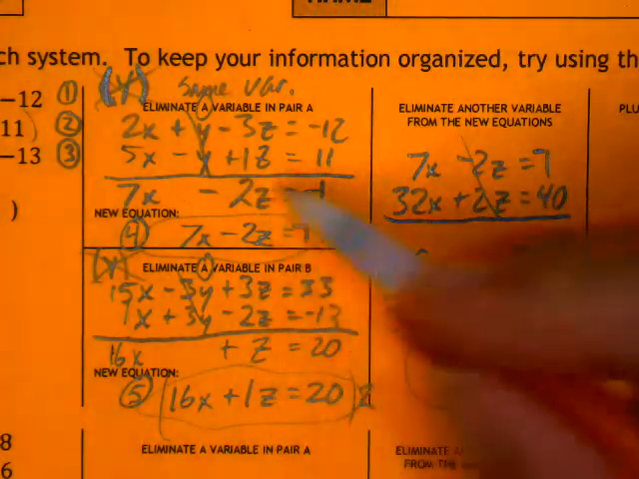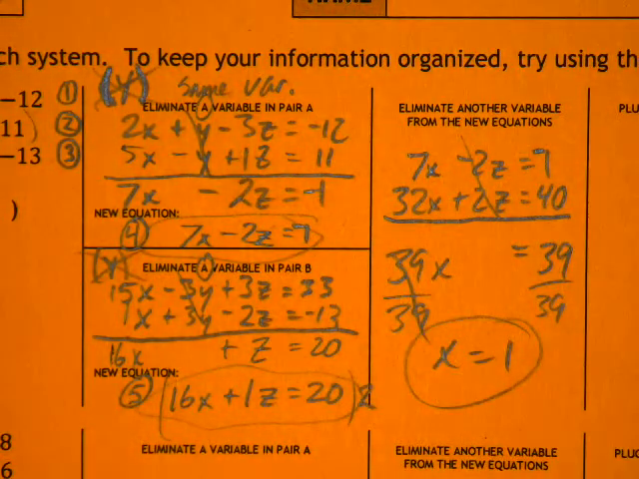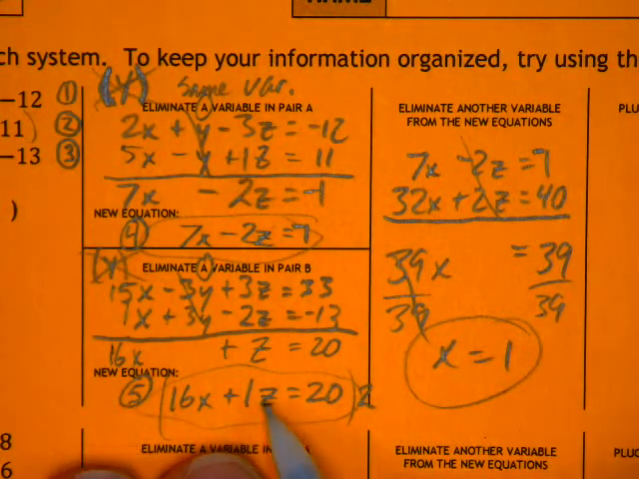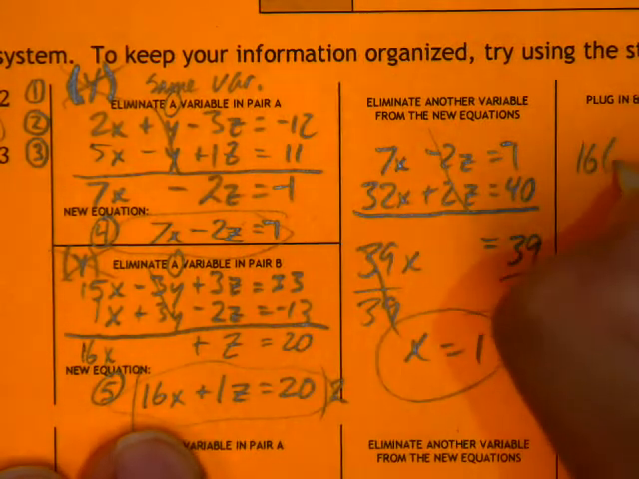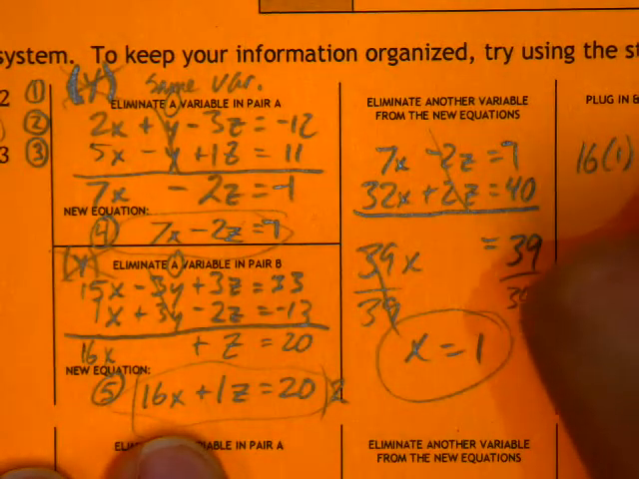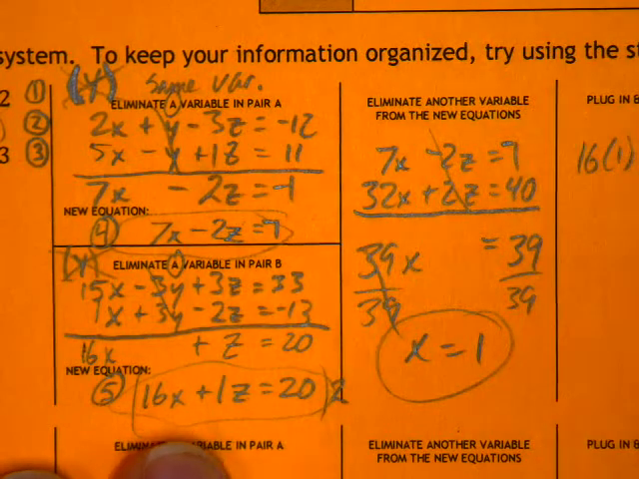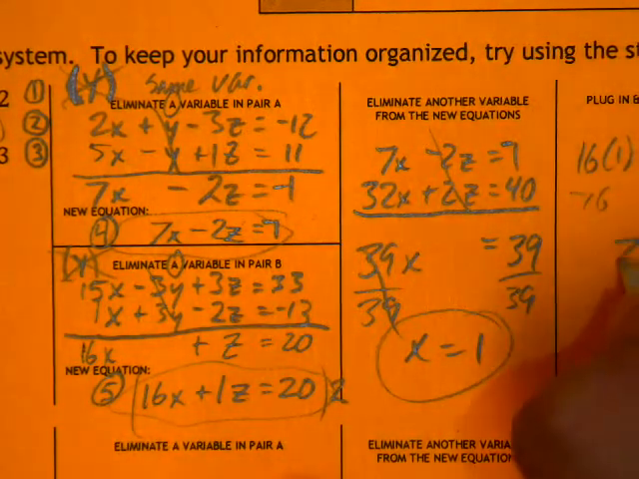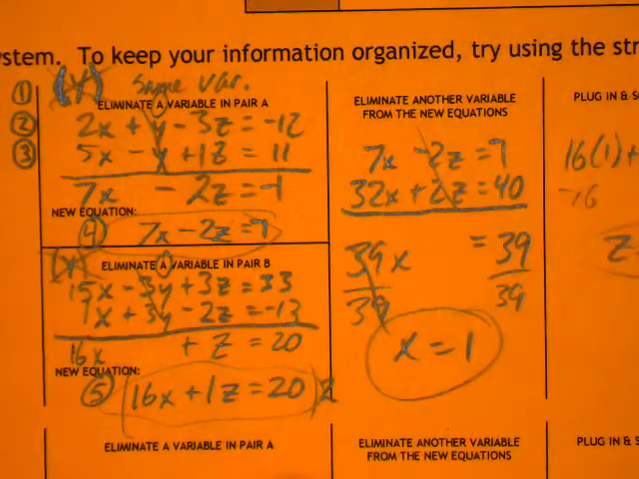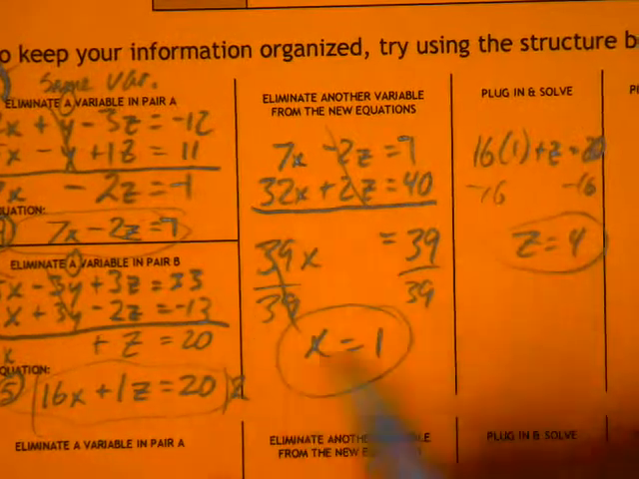Now you can go back to either 4 or 5. You cannot go back to 1, 2, or 3 yet. Okay? You go back to equation 4 or 5, and I think probably 5 because they're all positive numbers, and you got z already by itself. So plug 1 into the x here. Okay? So you got 16 times 1 plus z equals 20. Well, that's easy enough. That's 16. Subtract 16 from both sides, you find that z is equal to 4. Okay, running out of lead on my pencil, this is taking so long. Z equals 4, x equals 1.